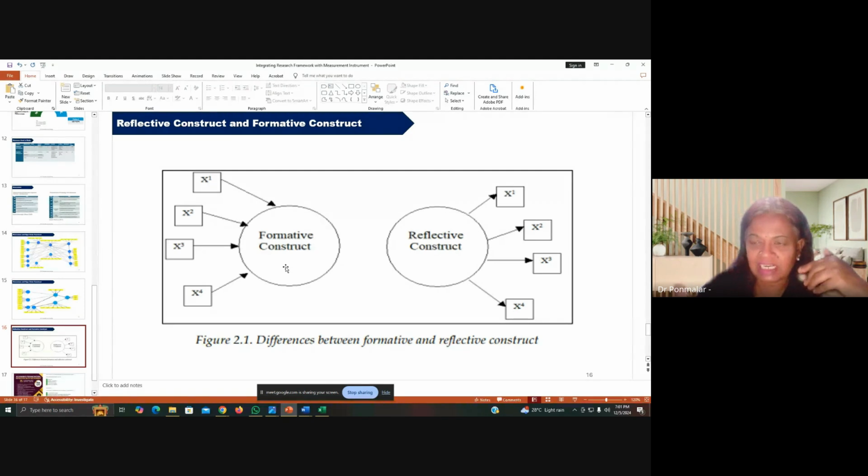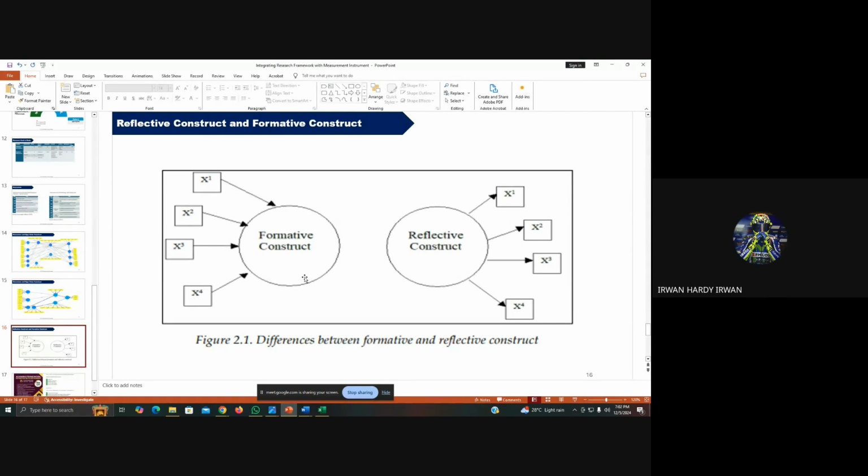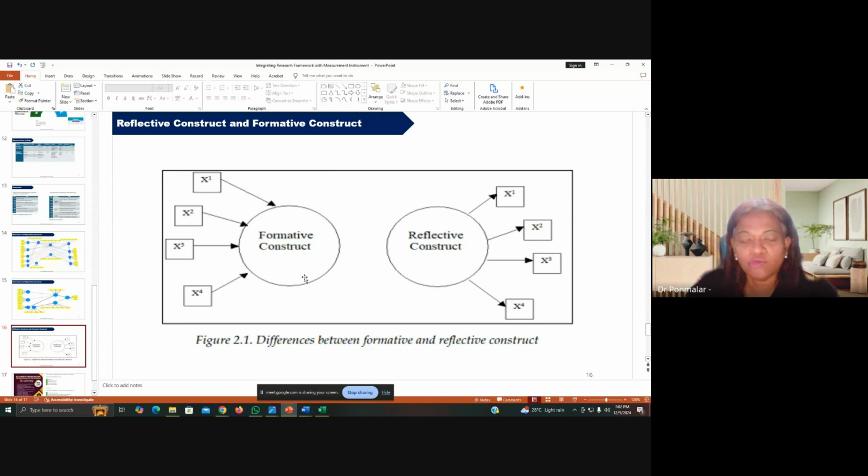Another thing, if reflective, items can be dropped because they are not related. So by dropping X4, you won't have an impact on X1, X2, X3. But formative is different. When you drop one item, the meaning of the construct drops. Okay, example, rukun negara ada 5 kan? Boleh tak saya drop satu? Tak boleh. Dosa. Kalau saya habislah di semua rukun negara, itulah formative construct. Faham ke?